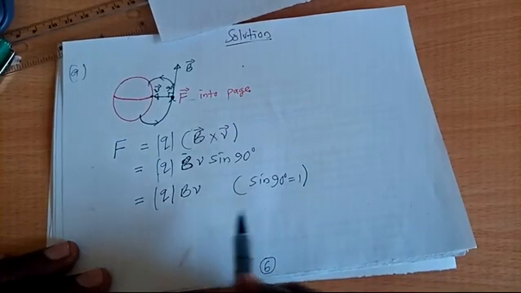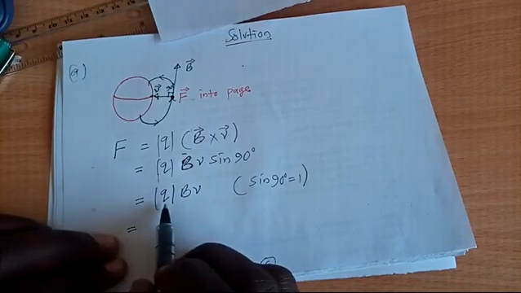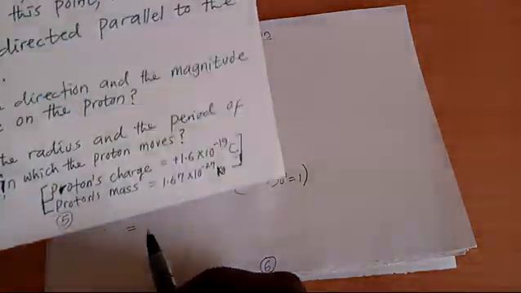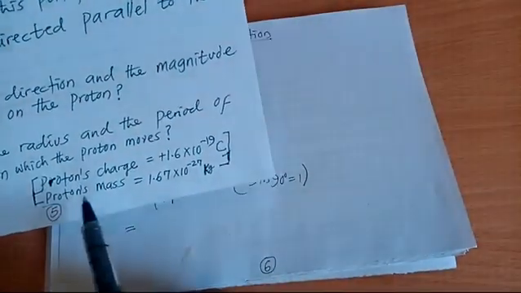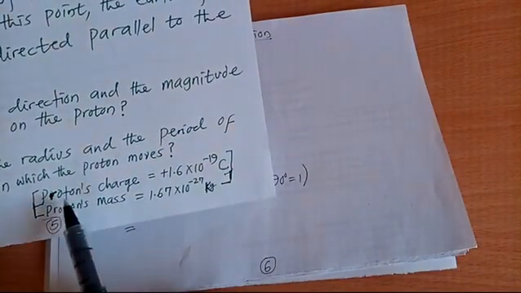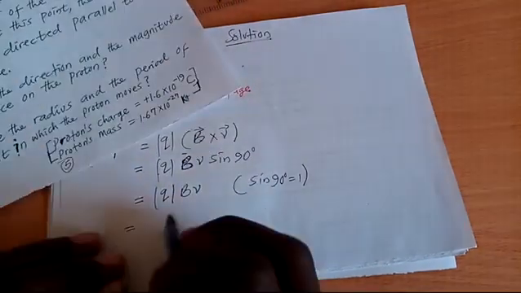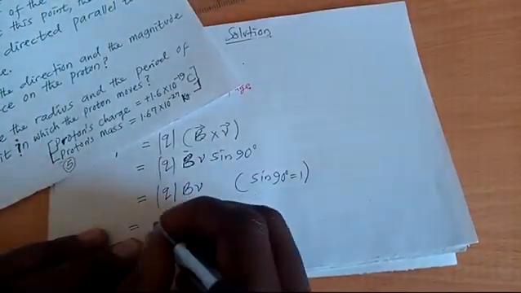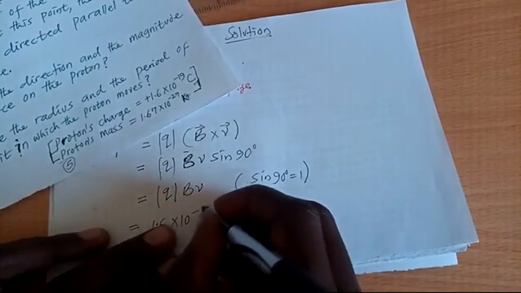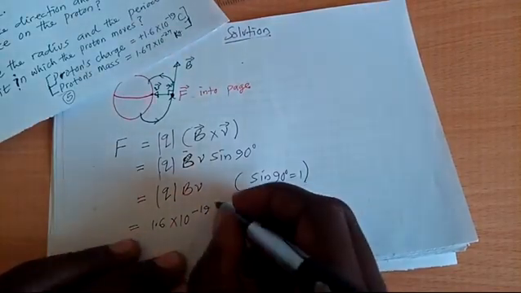We were told that the particle is a proton, so we are going to use the charge on a proton. A proton has identical charge with the electron. The only difference is that the proton's charge is positive while that of the electron is negative. So you see, we are given the proton's charge as 1.6 times 10 to the power of negative 19. This is our proton's charge.